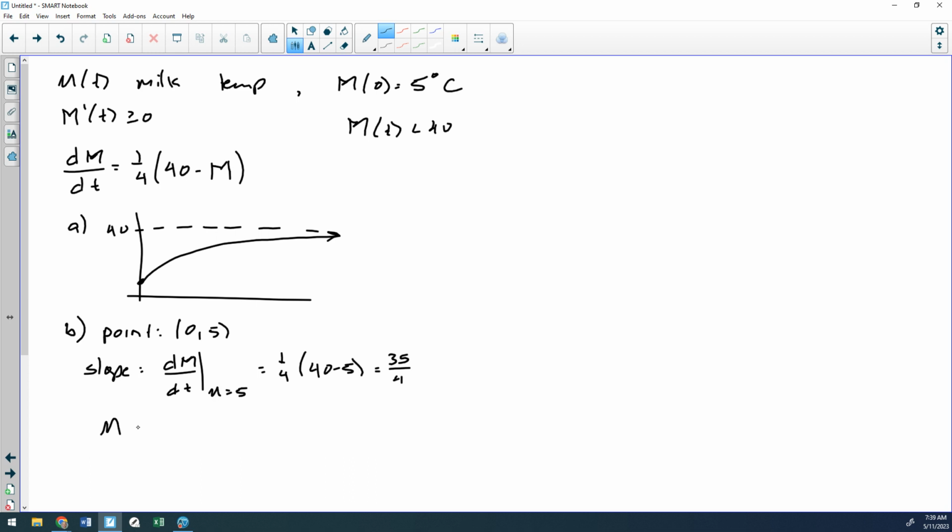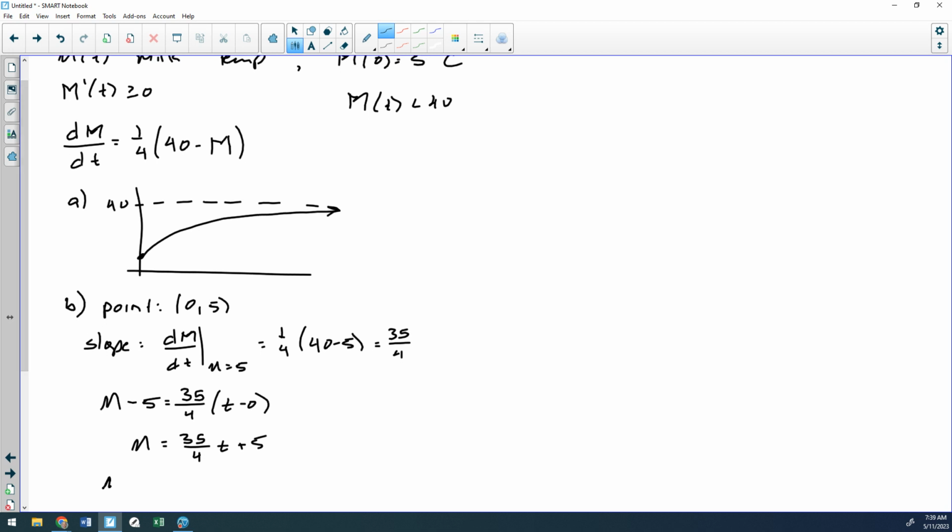I really have a hard time with m's. I don't know why. m minus 5 equals my slope. So I'm going point slope form here times t minus 0. And because I'm about to use this to approximate the value of m when t is equal to 2, I'm going to change this to 35 over 4t plus 5. And then finally, we will approximate m at time 2.